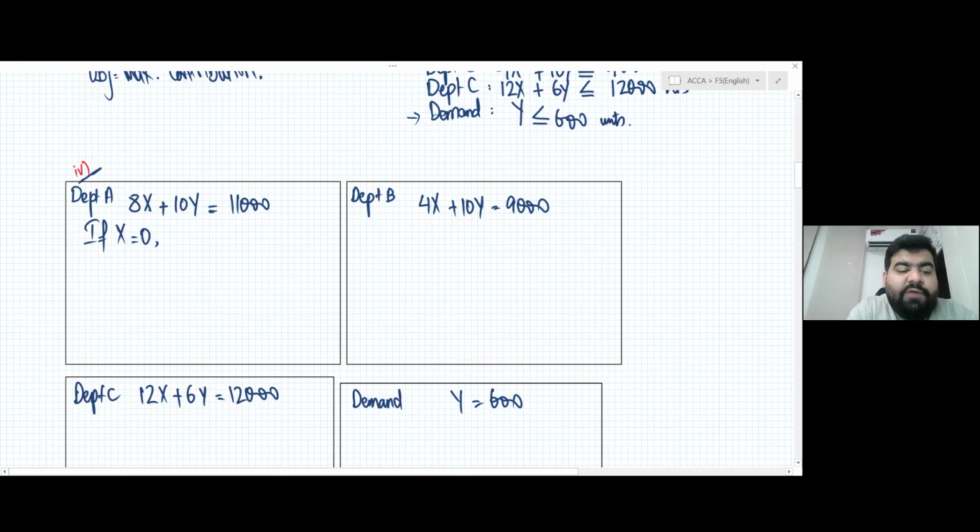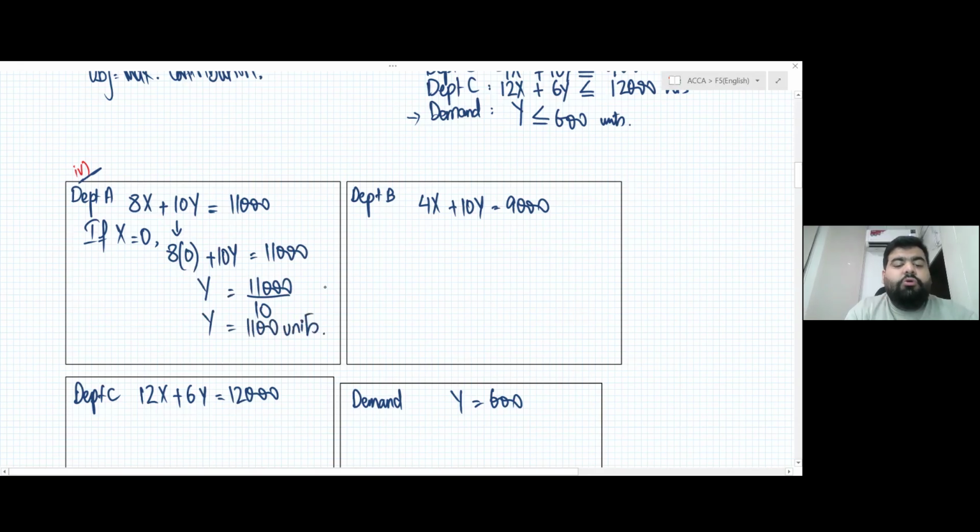The formula you are given is 8x plus 10y. Now you know that 8 into X is 0, since X is equal to 0. I am just going to see what units of Y will be produced. So 10y equal to 11,000. 10 is multiplying here, so it will be divided on the other side. So 11,000 divided by 10. It means Y can be produced only 1100 units.